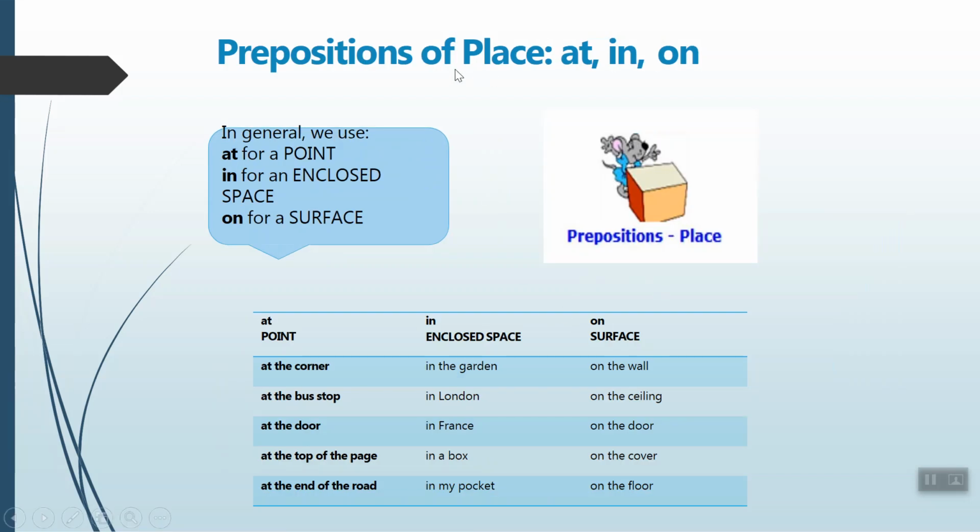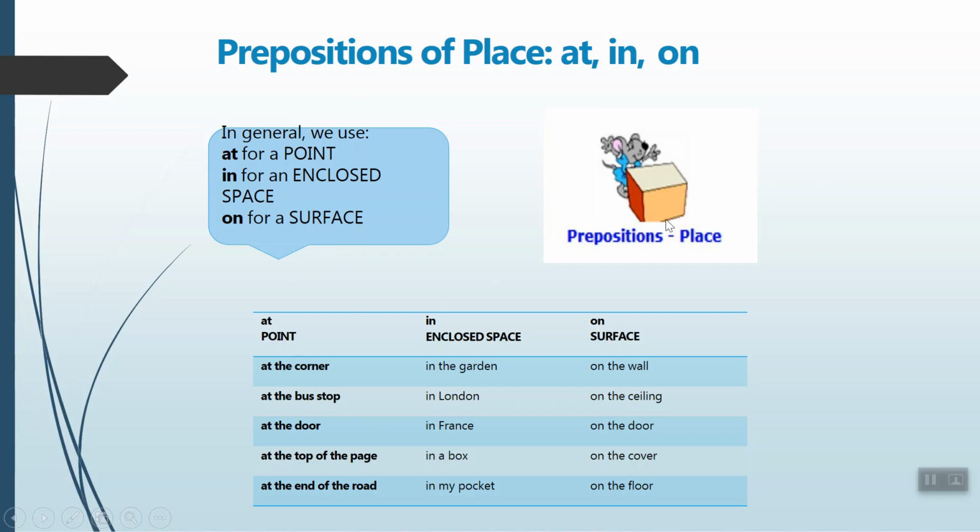Prepositions of place and time. Place: at, in, on. In general, we use at for a point, in for any closed space, on for a surface, ground, سطح يعني.